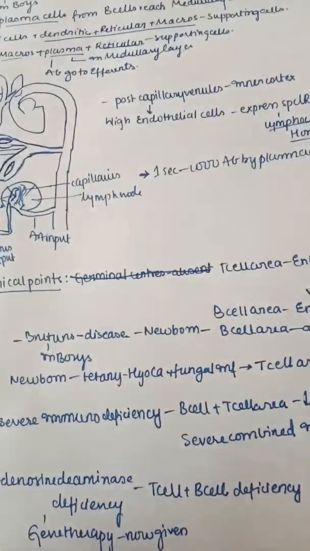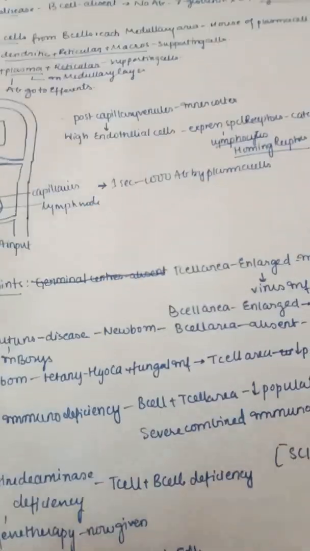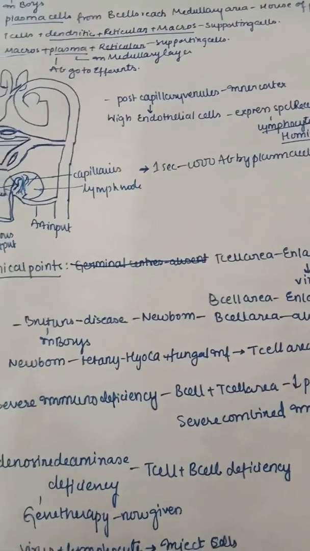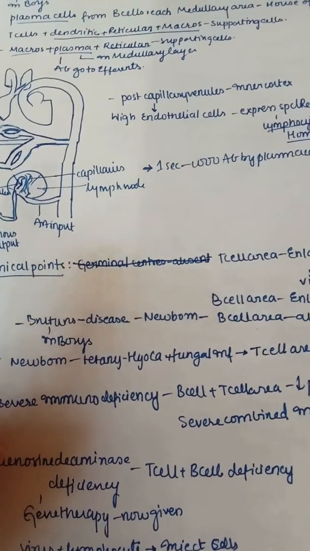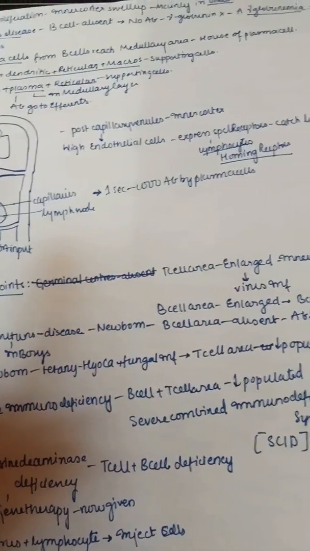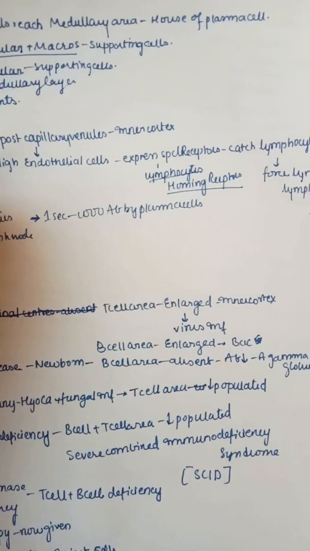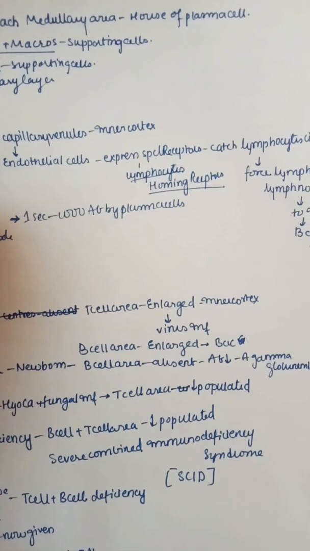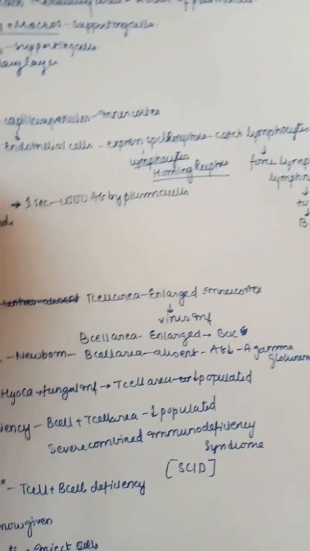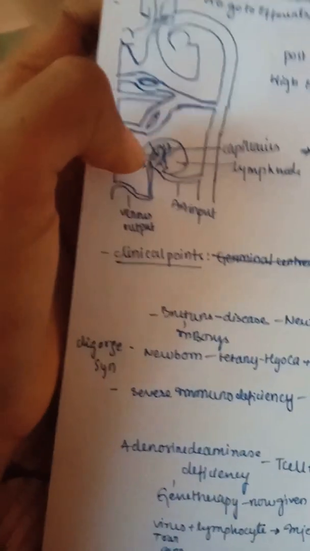So here, the first important thing is the post capillary venules, which are present mainly in our inner cortex. The inner cortex contains the post capillary venules, which have high endothelial cells over this area, where they express special receptors. These high endothelial cells express special receptors, that is nothing but lymphocyte homing receptors, which catch the lymphocytes which are circulating in the blood. So you can see this is a lymphocyte.